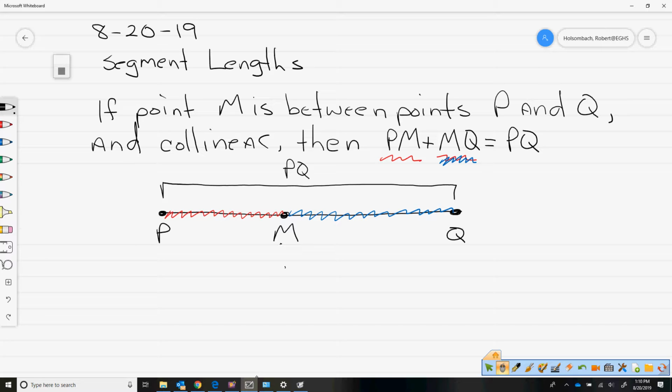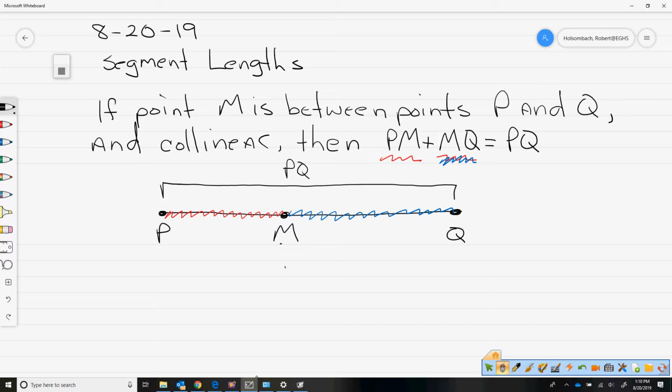It's called the segment addition postulate. The red piece plus the blue piece equals the entire piece. But the red piece has a name. It's called PM. And the blue piece has a name. It's MQ. And those two pieces added together equal the entire piece. All right?